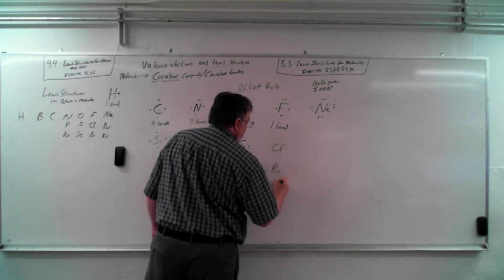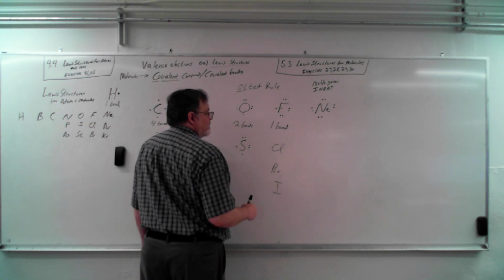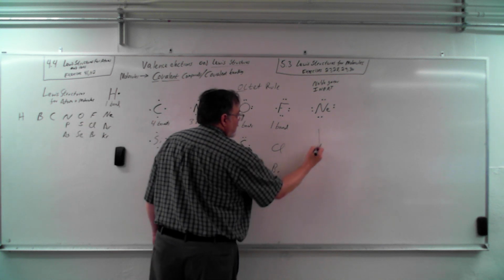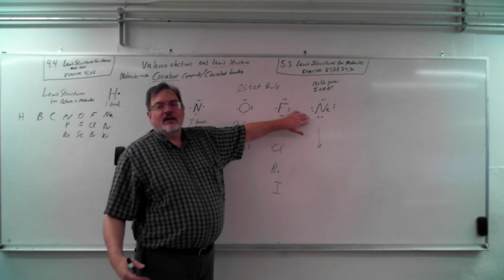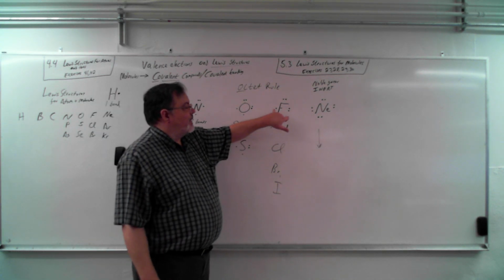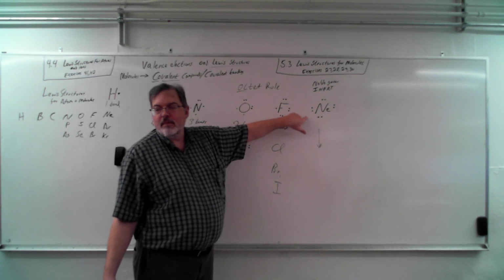Chlorine, bromine, iodine, going down here, those will always make 1 bond. And of course, anything below here will make no bonds because it has its full octet. It doesn't have any single electrons floating around, so it won't make covalent bonds either.